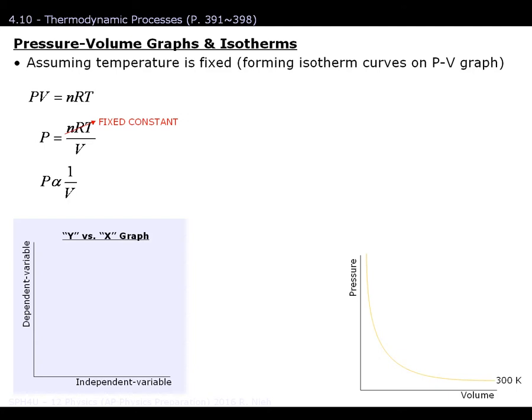Now, this is at room temperature. If we increase the temperature of our system, we'll notice the curve will look more like this. And if we increase it even more, you'll notice that the curve moves further to the top right. So that's the trend that you'll see in a pressure-volume graph. As temperature increases, the curve will shift to the top right.